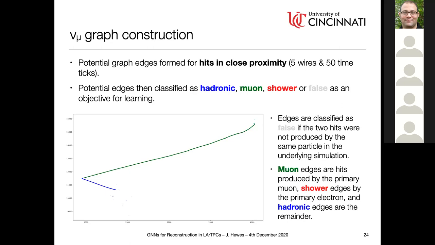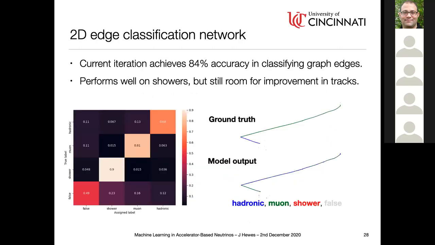Thanks for this very nice talk. I have a question on page 27 about this confusion matrix. I'm just wondering, from your expertise on the detector part, why the muons and hadronics are more difficult to reconstruct for the GNN? Because I see that you have 11% of them reconstructed as a false edge. However, for the showering, it seems that the GNN does a better job. I'm just wondering, from a physical point of view, what makes the muon and hadronic more difficult than the showers?